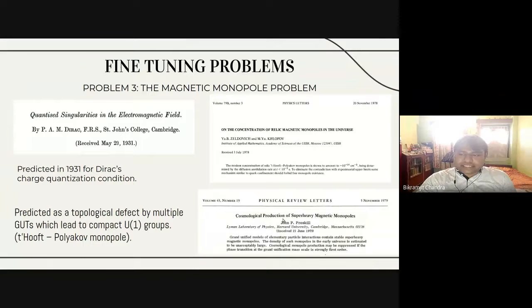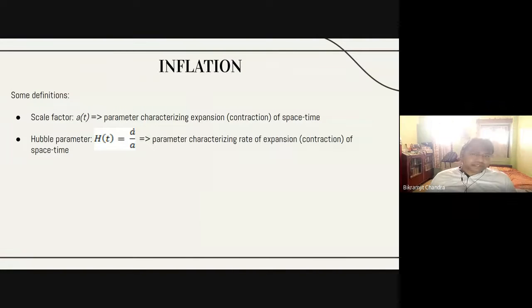And Zeldovich and Khlopov, and then later Preskill in 1979, showed that in the early universe, the conditions were perfect for the creation of magnetic monopoles. Preskill even showed that magnetic monopoles should have been created in a massive amount. As he says here, the density of such monopoles in the early universe is estimated to be unacceptably large. So monopoles should have been created in the beginning of the universe, but we have never detected them. Where are all the magnetic monopoles? Why haven't we detected any of them? So that was another huge open question. These are my three fine-tuning problems, or at least the major ones.